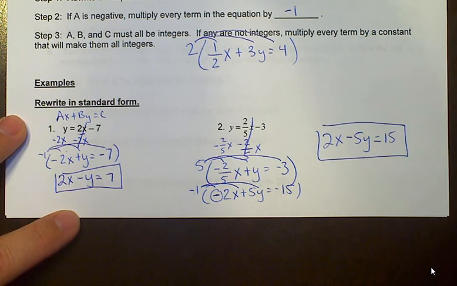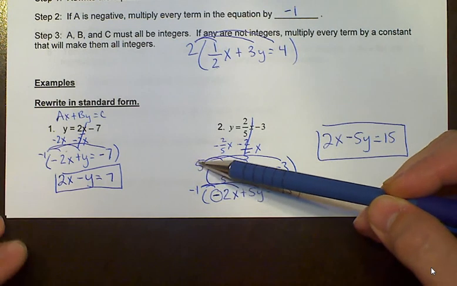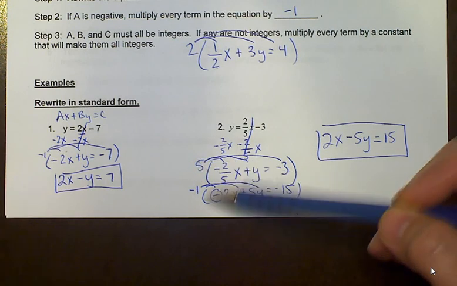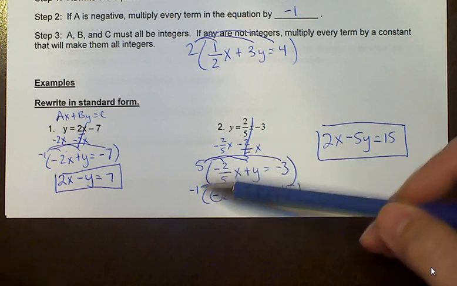Okay, once you guys get good at it, I would have actually multiplied this by negative 5, because I know I would have to do both, and that would have done it all in one step. But right now, I would probably take 2 steps just to get good at it.